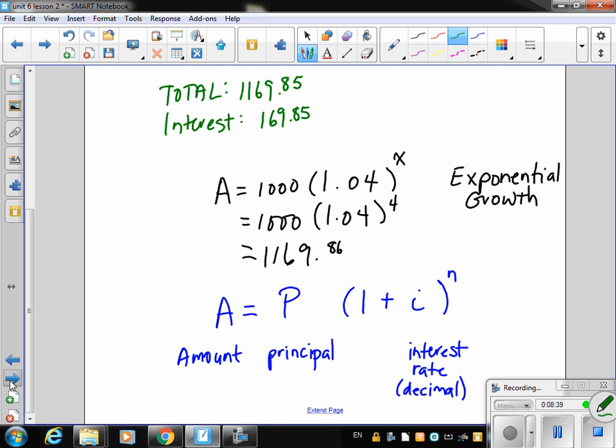In this particular example, they put interest in every year. That's not always the case. So we'll just write down number of compounding periods. So how many times did they put interest into the account? That goes for the exponent.